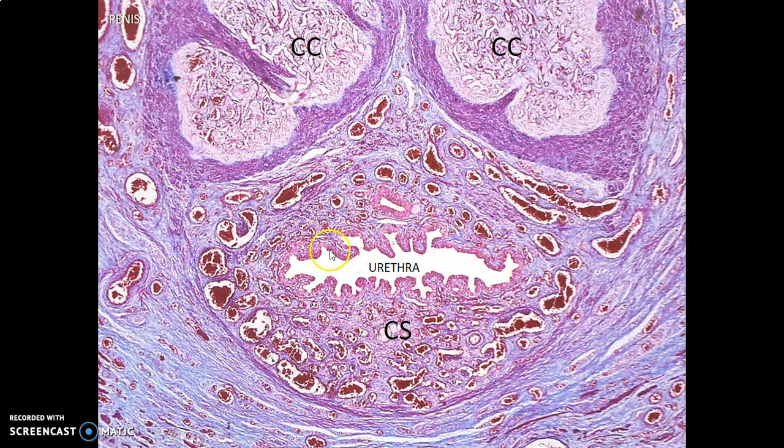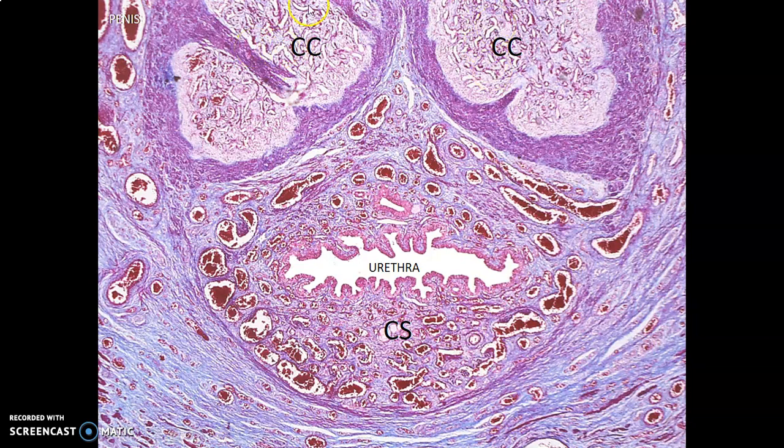How do you know this is urethra? The transitional epithelium. Then the corpus cavernosum, two of them. Okay, you can appreciate the vascular endothelial lined channels. Okay, and their walls are the trabeculae that have smooth muscle, nerves, and connective tissue.